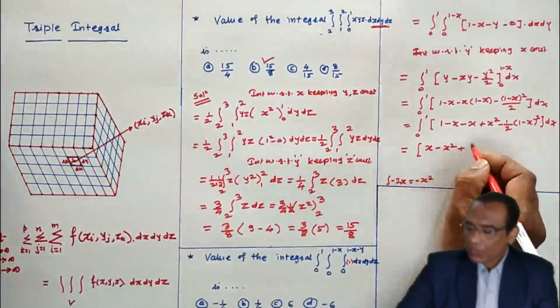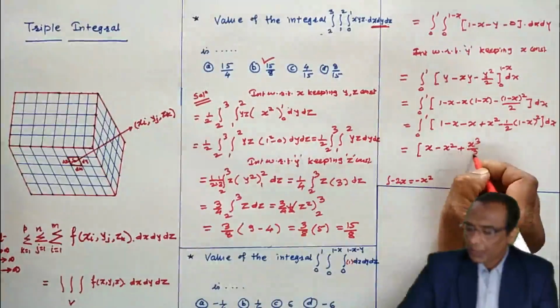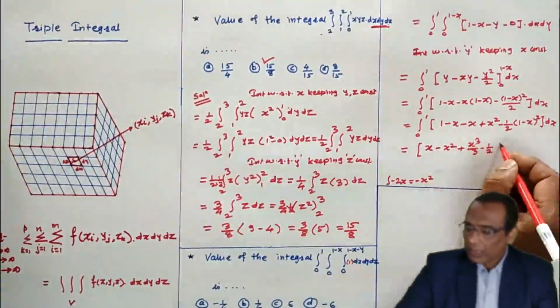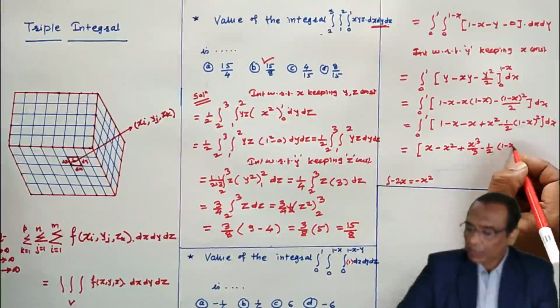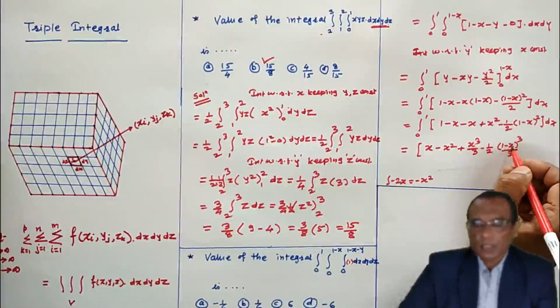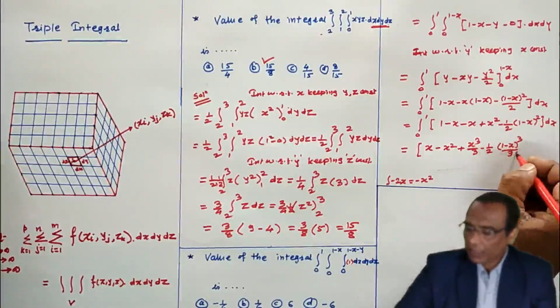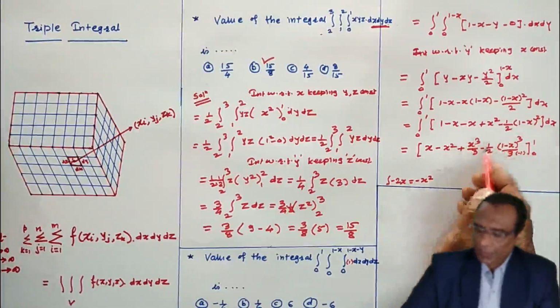Then integral of x square is x cubed by 3, minus 1 by 2. Integral of this linear factor 1 minus x power 2 is 1 minus x power 3 by 3. And derivative of 1 minus x is minus 1, that we have to write in the denominator. In this way, we have taken integration with respect to x.